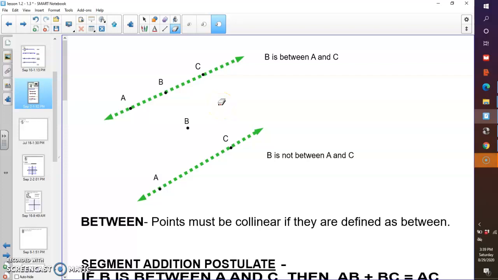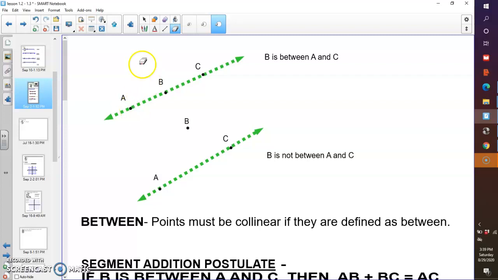All right, so we're going to put those postulates we learned about last class to good use. Before I go to the postulate, I want to go over a word that you probably are looking at going, I already know what that means, but in math it's very specific, and that's the word between. Between, points must be collinear if they are defined as between.